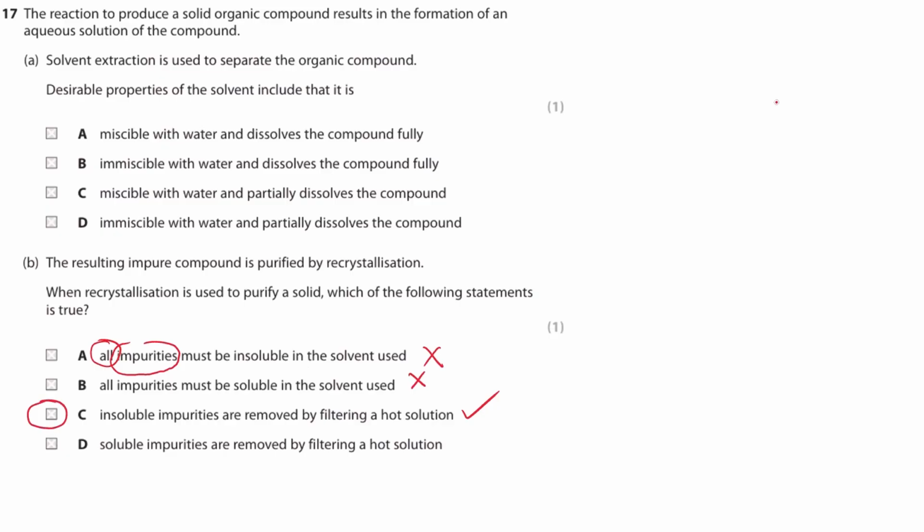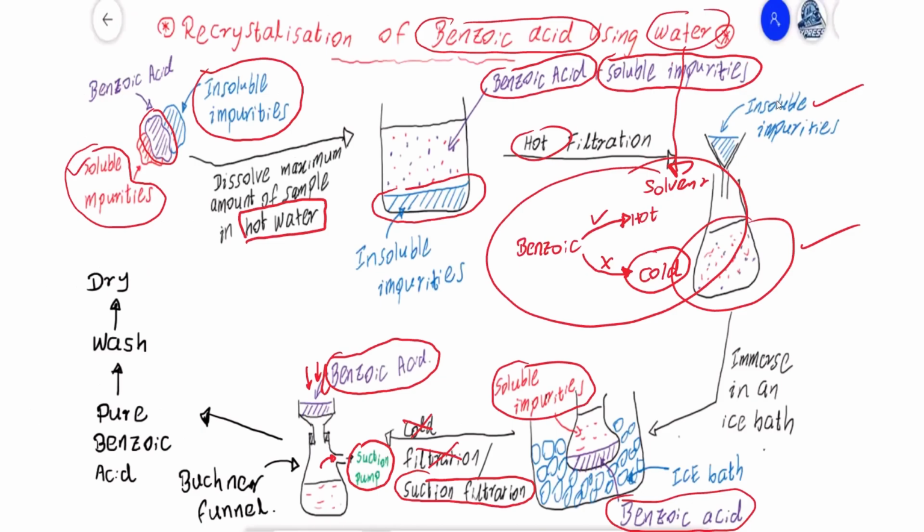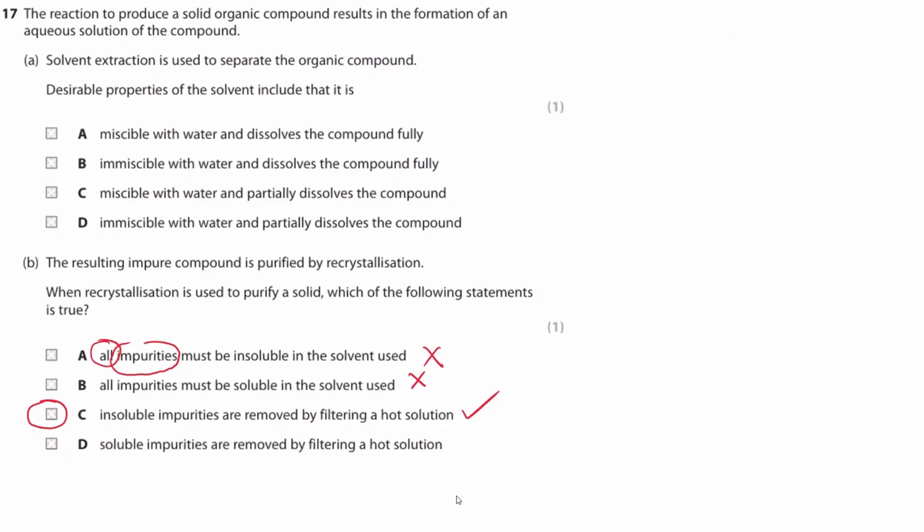Soluble impurities are removed by filtering the hot solution. No. Soluble impurities are removed by filtering the cold solution through suction filtration. So therefore the answer for our question number 17 part B is C.